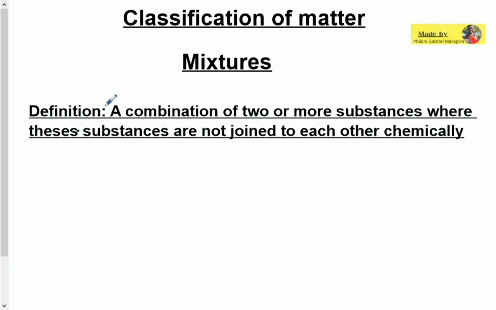So it's a mixture of two or more substances where these substances are not joined to each other chemically. In a mixture, the substances that make up the mix are not really in a fixed ratio, compared to a compound. Remember last time we discussed that in a compound, the elements are in a fixed ratio to make a certain compound, but mixtures are not in a fixed ratio.